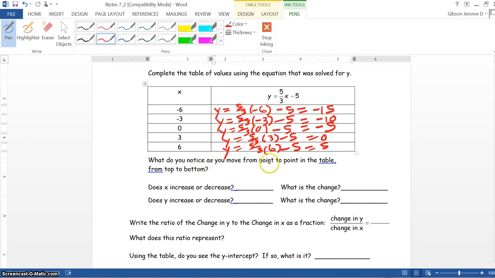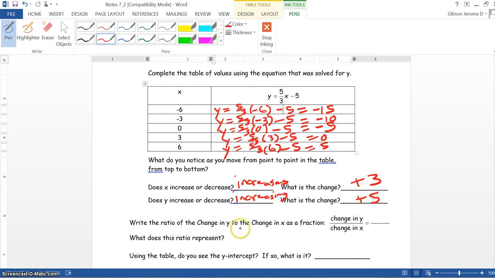It says, what do you notice as you move from point to point in the table from top to bottom? Does x increase or decrease? It increases. What is the change? If you notice, it's going up by plus 3. Does y increase or decrease? y is actually increasing. What is the change? It's going up by a positive 5.